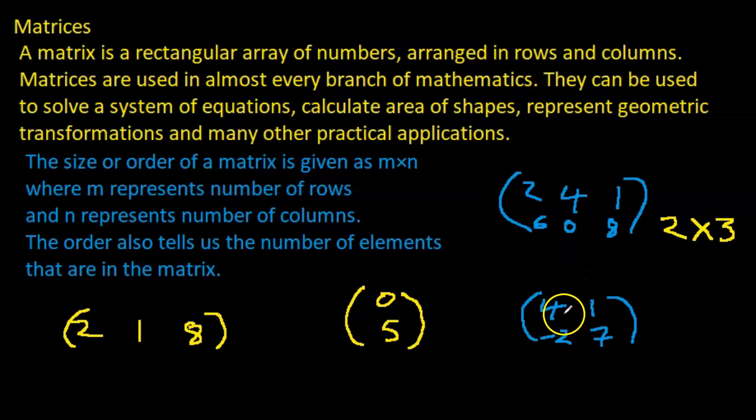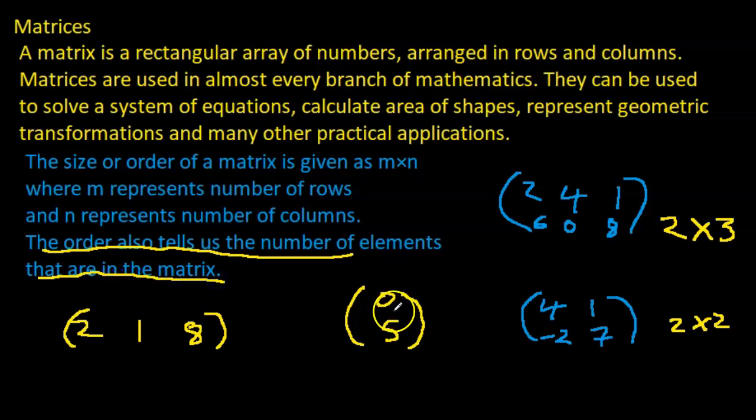Right? This one, how many rows do we have here? So the order for this matrix is what? 2 rows. How many columns? 2 columns. So 2 rows going across and then 2 columns. Right? So the order of this matrix is a 2 by 2. And notice 4 elements. So the final sentence here, the order also tells us the number of elements that are in the matrix.